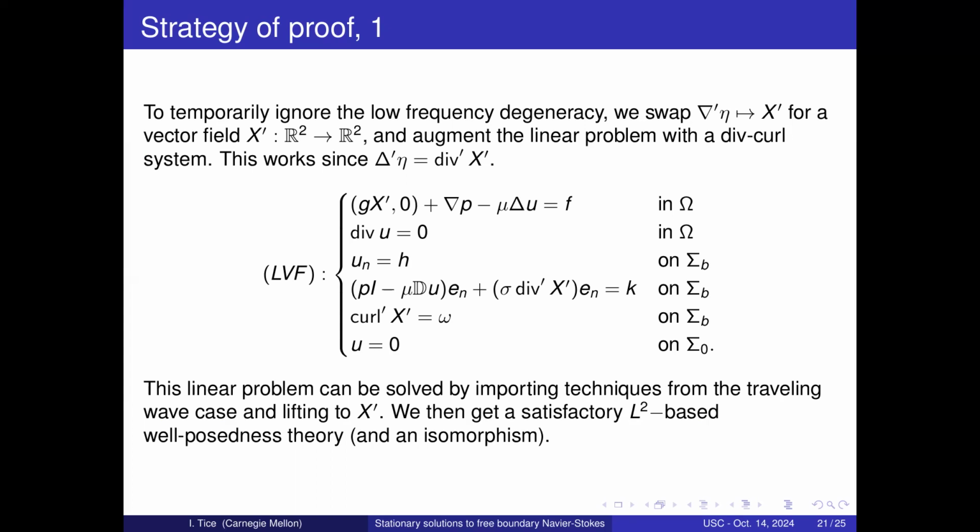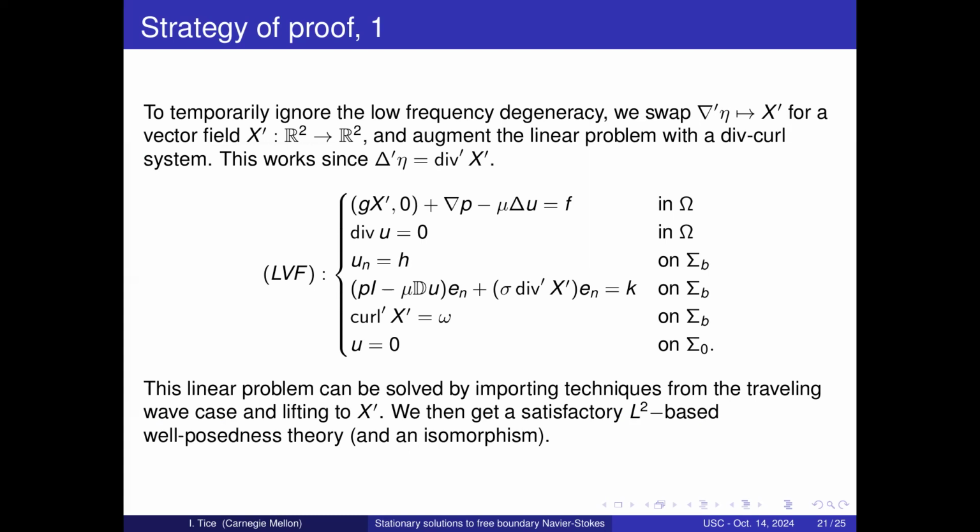What that means is, remember I had a gradient of eta appearing in the bulk equation, so I just put that in the bulk. On the boundary, I had a Laplacian of eta, which is of course the divergence of this X prime. But now I want to maintain some sort of ellipticity, so in order to do this, I'm going to cheat and augment the problem with yet another PDE, because I've introduced, in some sense, too many unknowns, so I'm going to add another unknown. And I'm going to augment the problem with an applied curl equation.